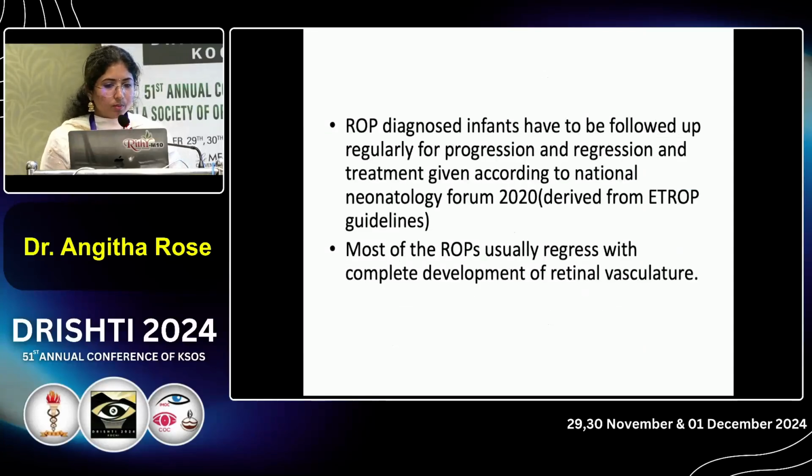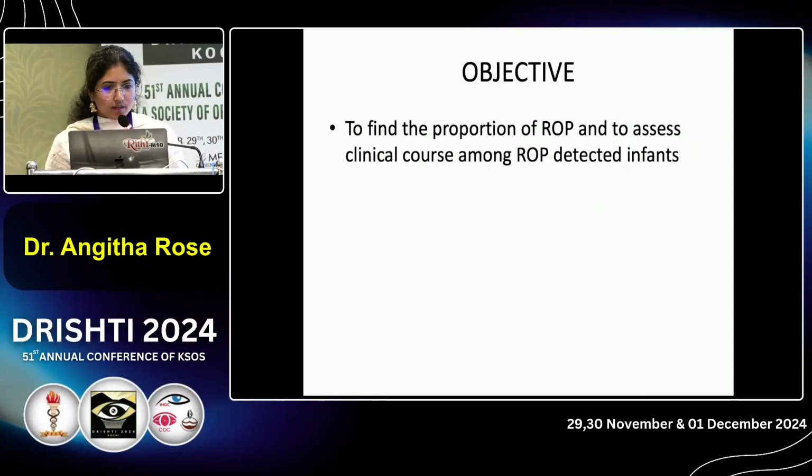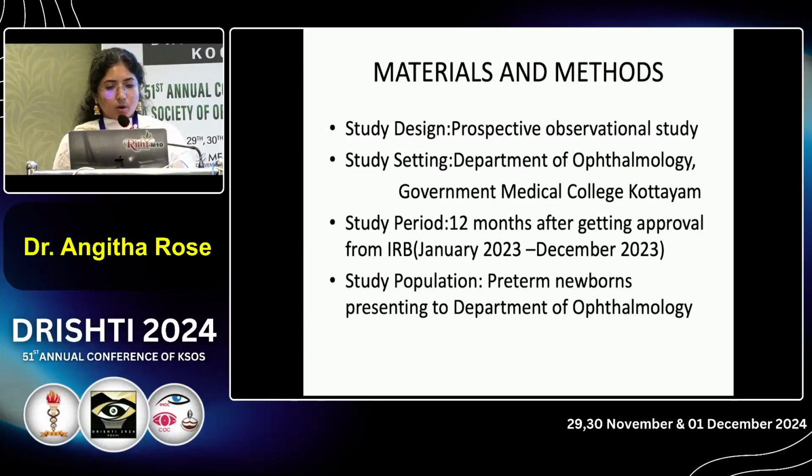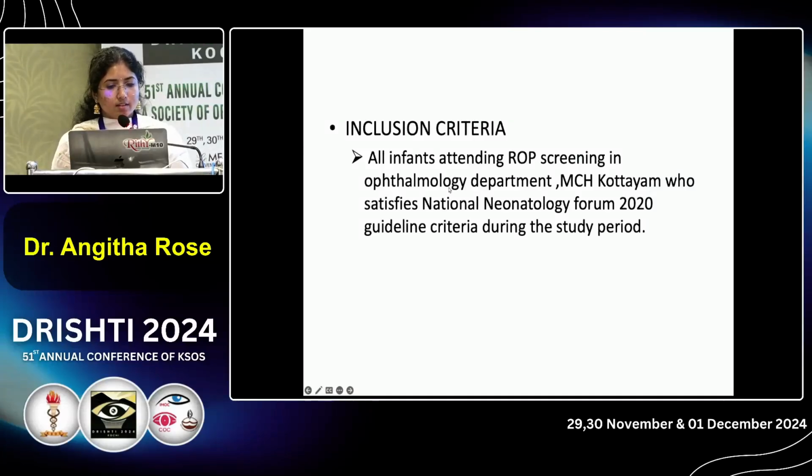ROP diagnosed infants have to be followed up regularly for progression and regression, and treatment is given according to National Neonatology Forum 2020 guideline. Most of the ROPs usually regress with complete development of retinal vasculature. Here in my study, my objective is to find the proportion of ROP and to assess the clinical course among ROP detected infants. It is a prospective observational study done in the Department of Ophthalmology, Government Medical College, Kottayam, during a period of 12 months after getting approval from the Institutional Review Board, in a population of preterm newborns presenting to the Department of Ophthalmology who satisfied the inclusion criteria of the National Neonatology Forum 2022 guideline.